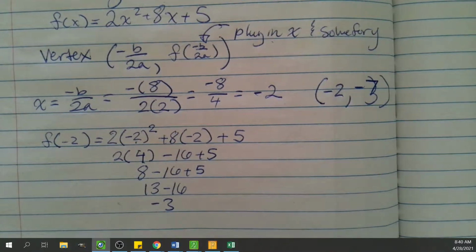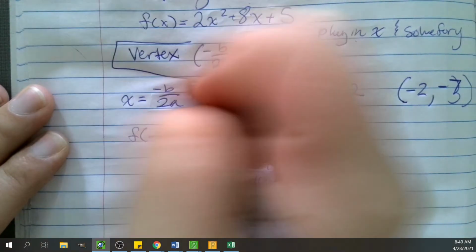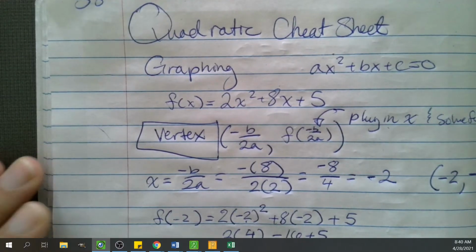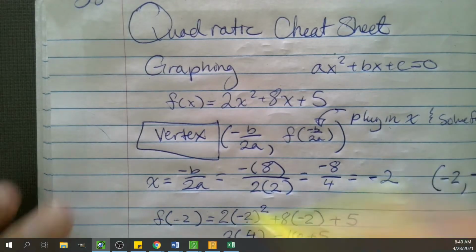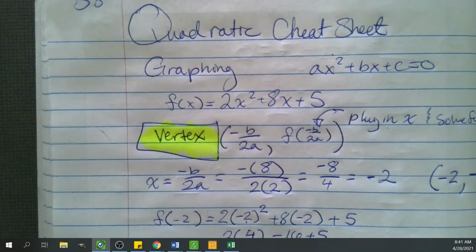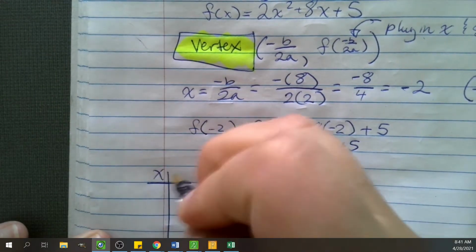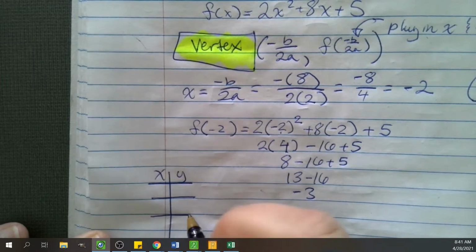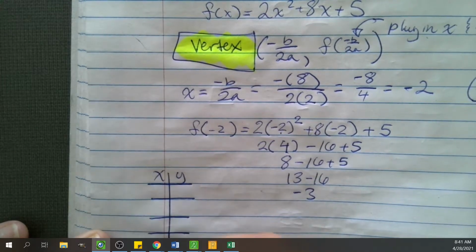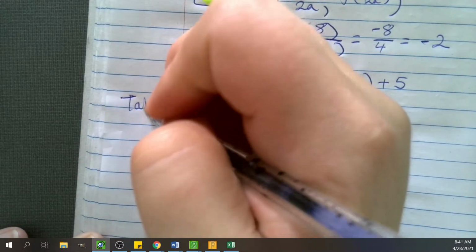Now that we have our vertex, right? So here's our vertex. If this was me taking this test, I'd be highlighting stuff I have to find. Vertex. Okay, next I'm gonna make, how do we find the table? Okay, so this is our table of values.